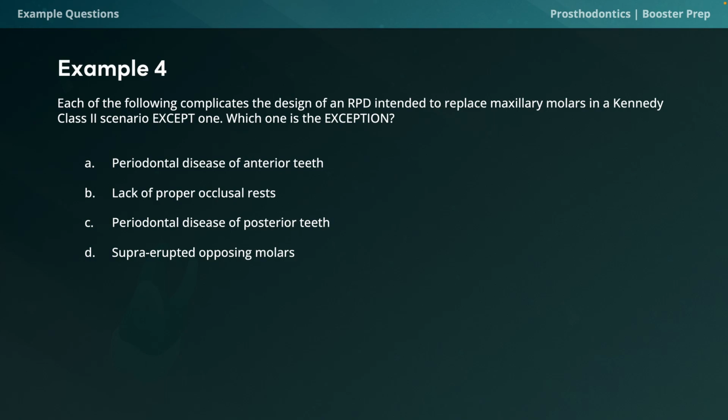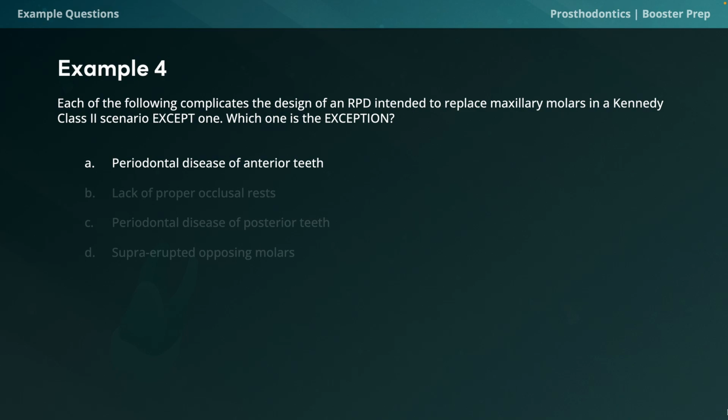Each of the following complicates the design of an RPD intended to replace maxillary molars in a Kennedy Class 2 scenario, except one. Which one is the exception? Definitely pause the video for this one, guys, because you really need to visualize the situation to understand what's happening and make sure you understand the option choices as well. Once you've done so, you should have your answer, which is A, periodontal disease of anterior teeth.